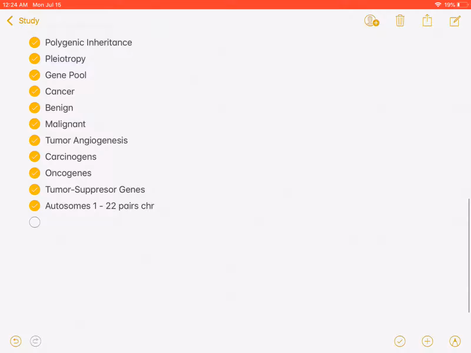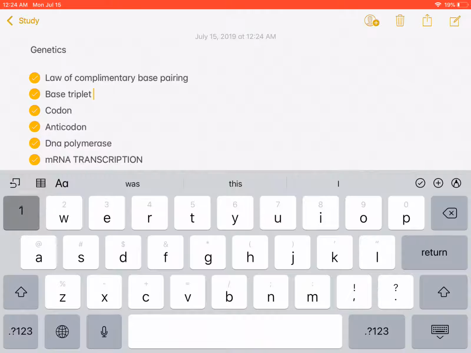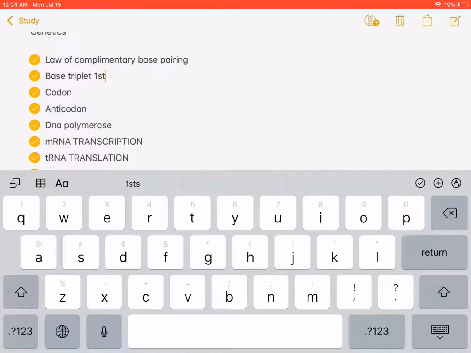So that's that. We went over number 1, law of complementary base pairing, right? Your A with your T, your C with your G, or if you're dealing with RNA, your A with your U, or your C with your G. You have your base triplets for your first 3 nucleotides, right? Honestly, it's just triplets, just 3 nucleotides. Your codon is pretty much a base triplet for your RNA, and your anticodon is on the transfer RNA.